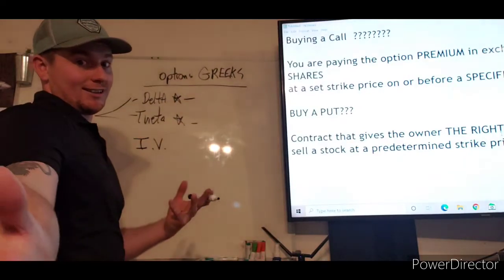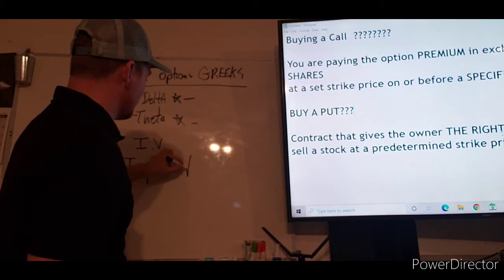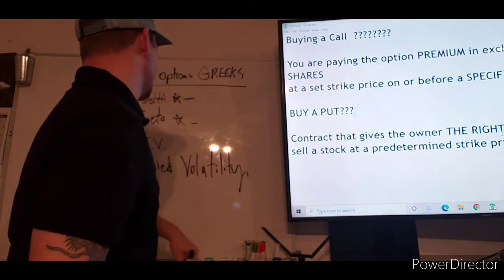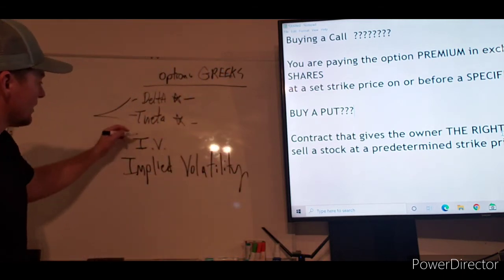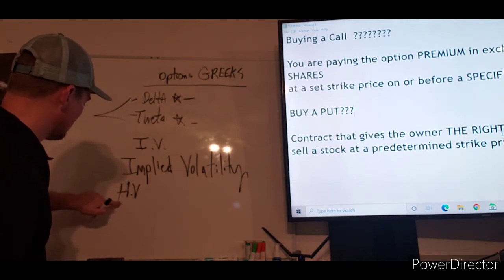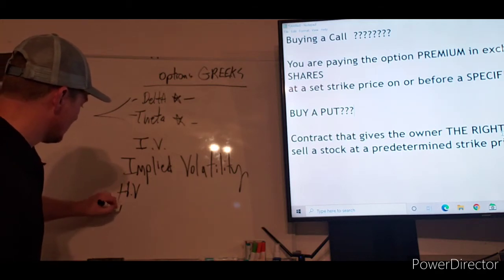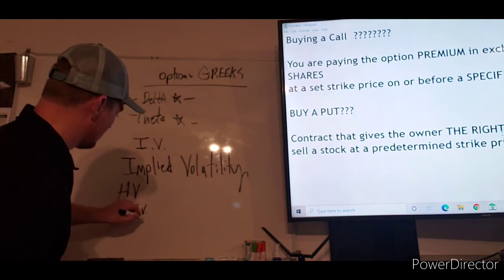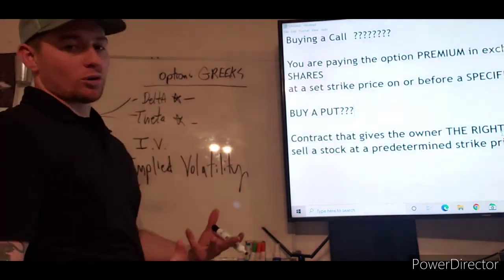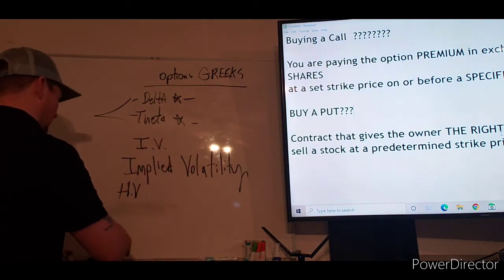Can anybody tell me what it stands for? We had a class on this: implied volatility. And there are different kinds of volatility. Can anybody tell me what they are? You're probably saying it out loud on your computer right now. So you have IV and HV: historical volatility, and implied volatility.